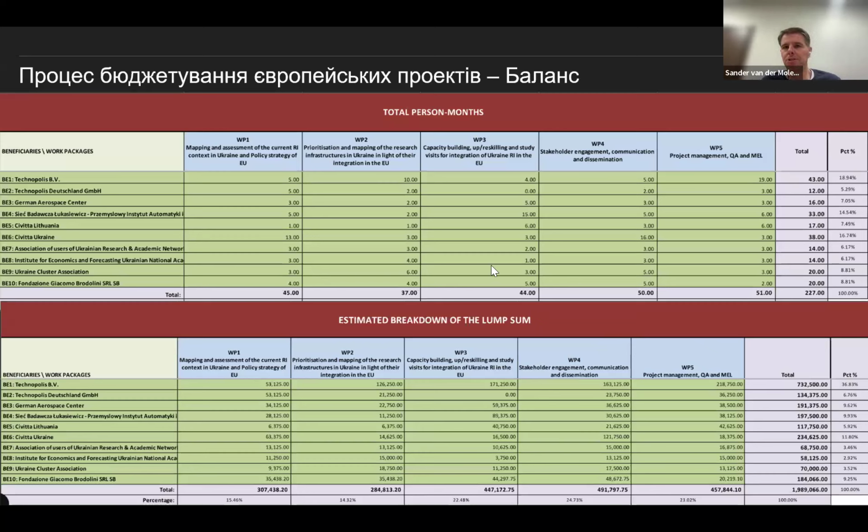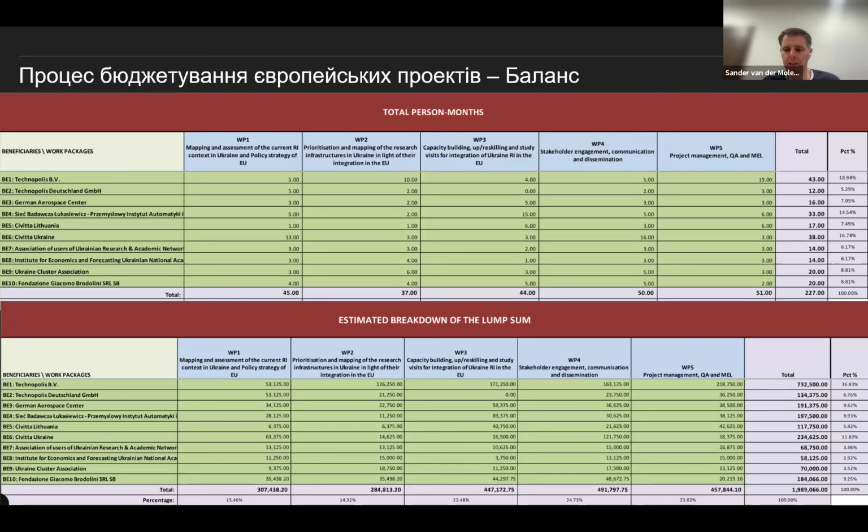You have a balancing act for the whole consortium. And what do I mean with balancing acts? Balancing means an evaluator that evaluates projects will take a look at the distribution of budgets and distribution of activities per partner.